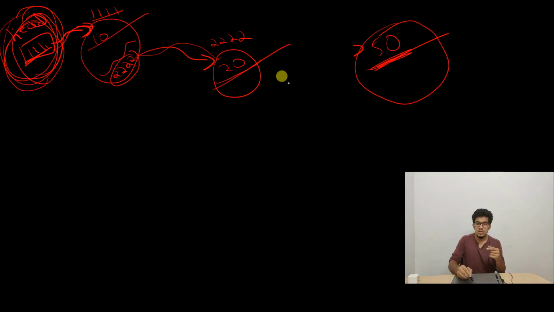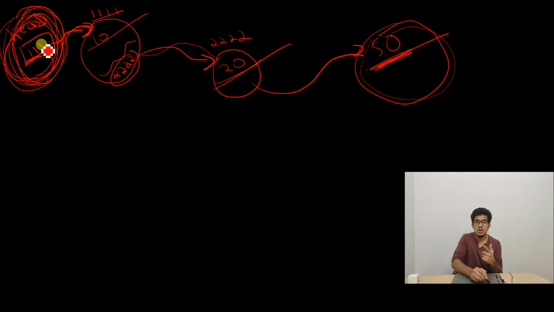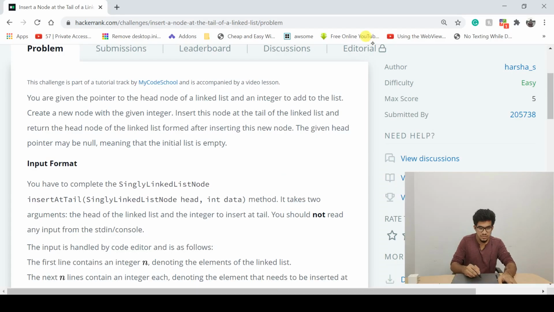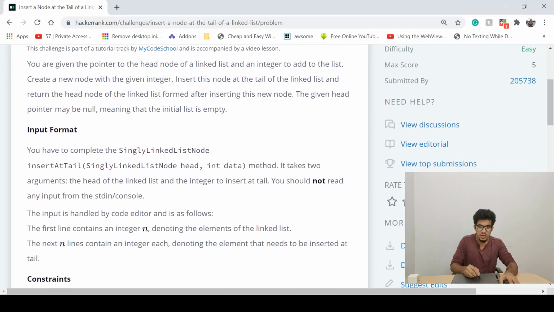So what is your task? Create a node, connect it. After connecting, return the head node, because when you return the head node 111, the program will again travel from 111, 222 and so on, and finally it will print 50. You don't have to worry. You just have to insert a node at the end, the tail, of the linked list. That's it.